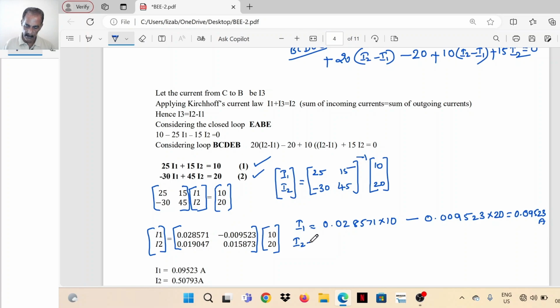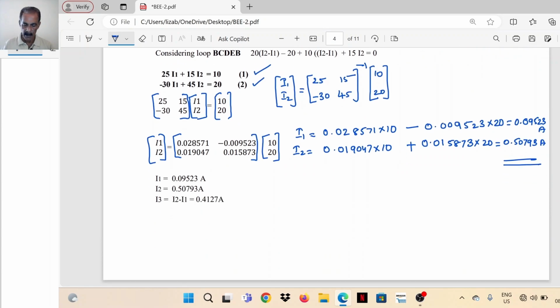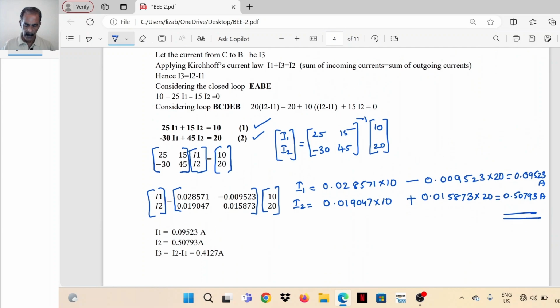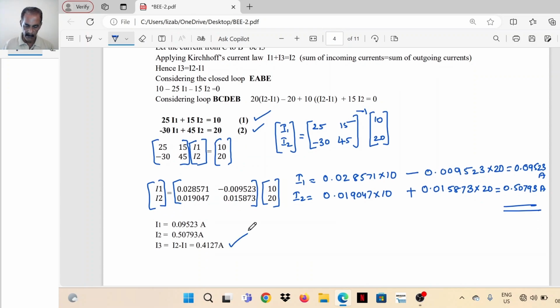Then I2 is equal to 0.019047 into 10 plus 0.015873 into 20, which is 0.50793. So this gives the values of I1, I2. Then the current through the other branch is I2 minus I1. It is 0.4127.